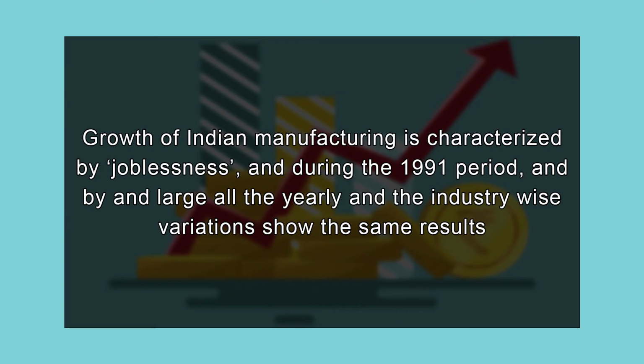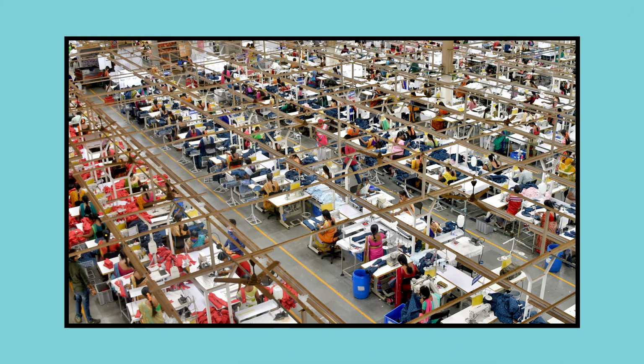Another reason for the fizzling out of the reforms in the long run has been the performance of the Indian manufacturing sector, which accounts for very low levels of workforce and is characterized by a very high degree of informalization. The growth of Indian manufacturing is characterized by joblessness during the period since 1991, and the industry-wise variations show the same results. While a few capital and skill-intensive industries recorded fast rates of growth of value-added, employment generation occurred largely in the unorganized sector, mainly in export-oriented industries such as garments and textiles.